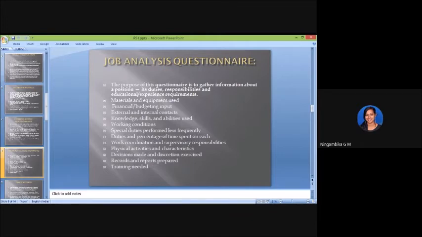So all this information can be gathered with the help of the questionnaire only. That is what they say. The purpose of this questionnaire is to gather information about a position in terms of duties, responsibility, education and experience, which can be jotted down with the above things. So this is all about the job analysis questionnaire.